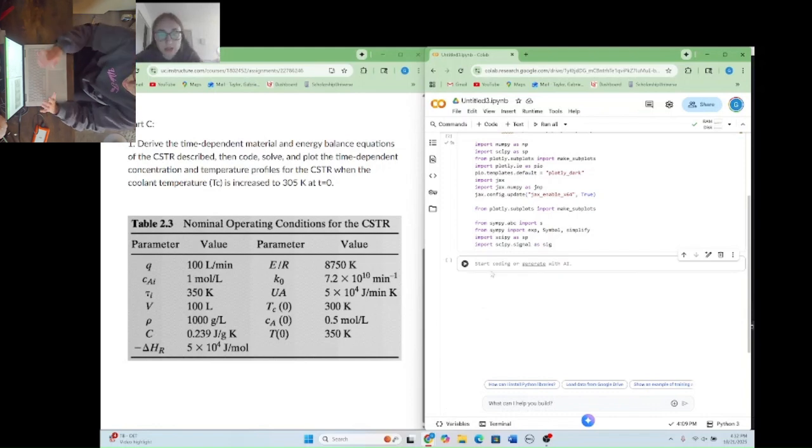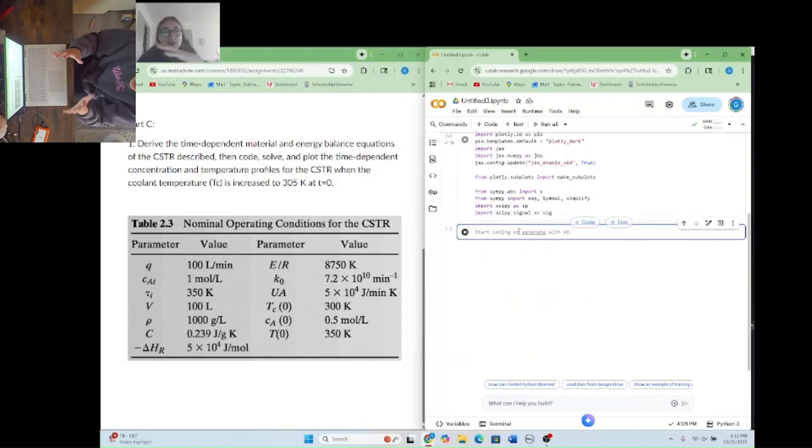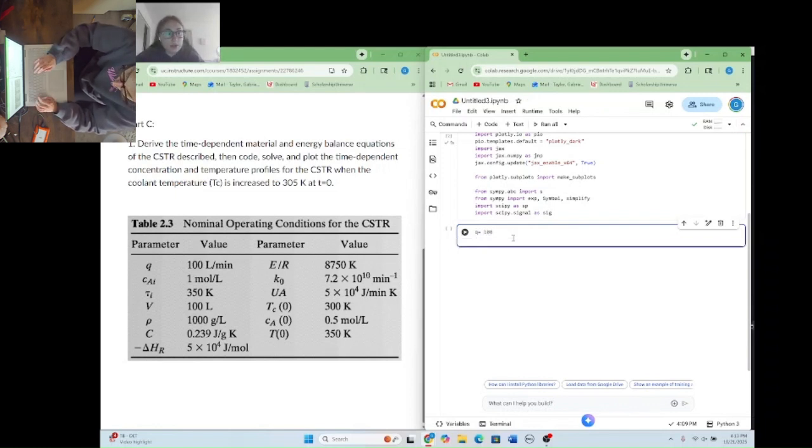So let's continue to do our coding portion. So I imported the library from GitHub. So let's import, the first thing is our starting point stuff. So our Q is 100. We have our CA in.